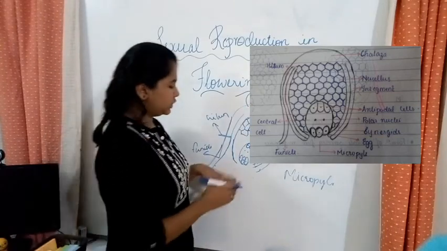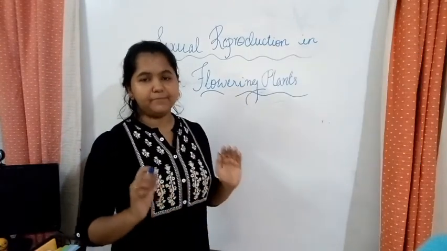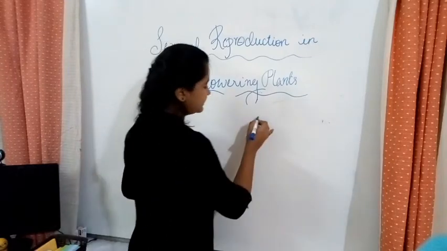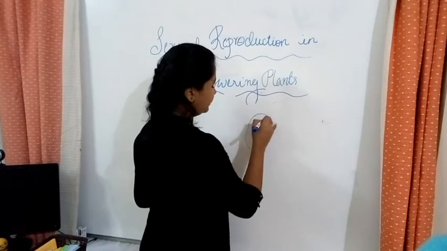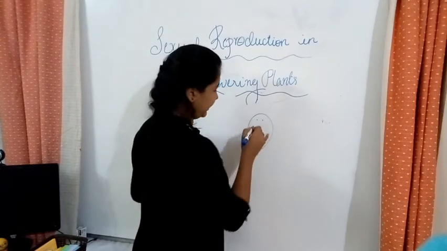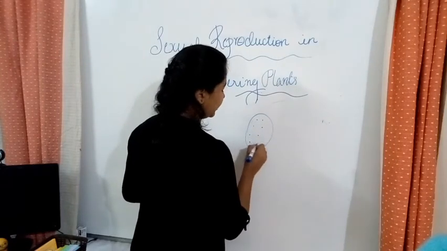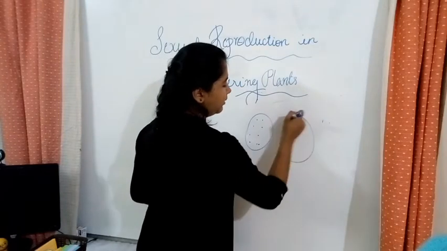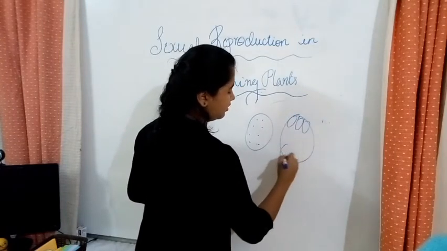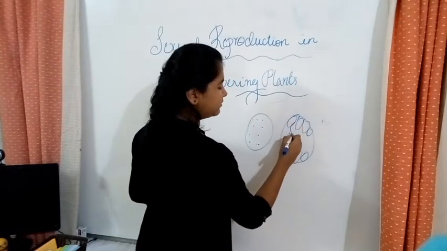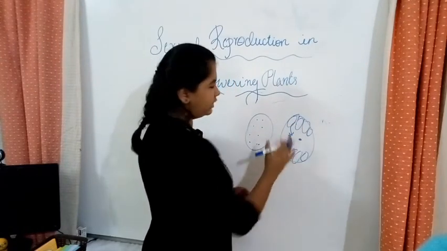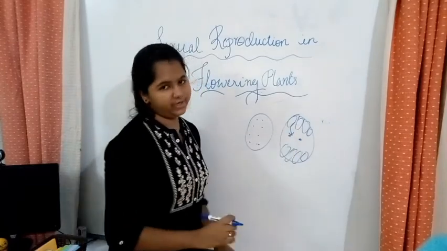Okay, so next I'll tell you why the name polar nuclei comes. Because when we were doing the cell differentiation, there were 8 nuclei. These 8 nuclei first moved to the poles, and from there they came to the central cell. So that is why it is known as the polar nuclei.